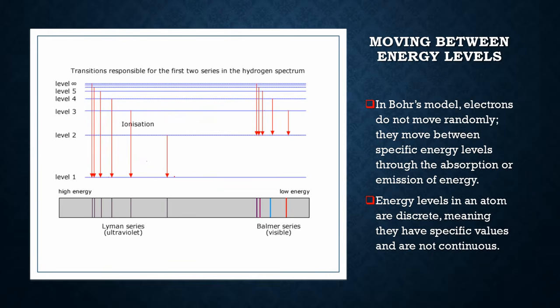Here we are saying that every energy level in an atom is discrete, meaning that it has specific values and is not continuous. So please note that statement, write it down and underline it. They are not continuous. They have specific values in terms of their energy levels, and the electron must exist in its allowed state.